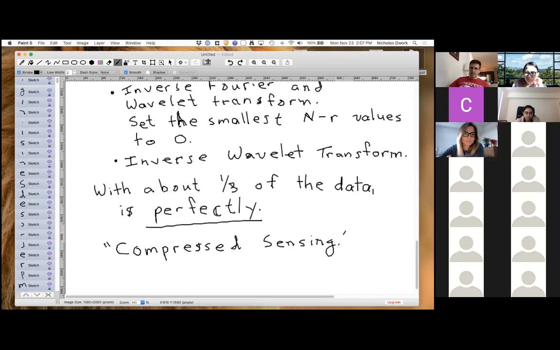Any questions on this? Yes. So when are you doing this? Are you doing this immediately, like during the scan, or is this like a post-processing thing? It depends on what you mean. So this is all post-processing.